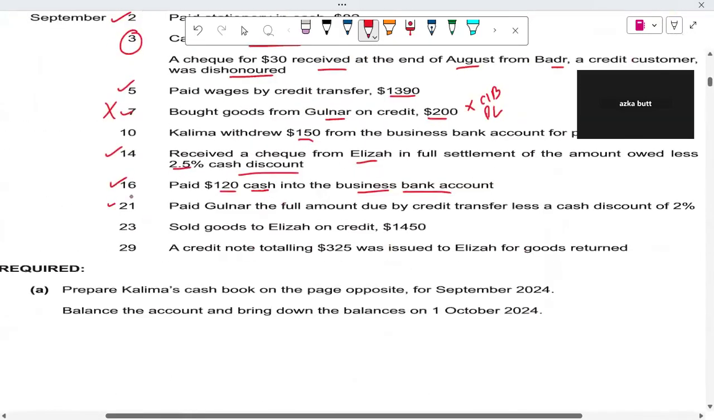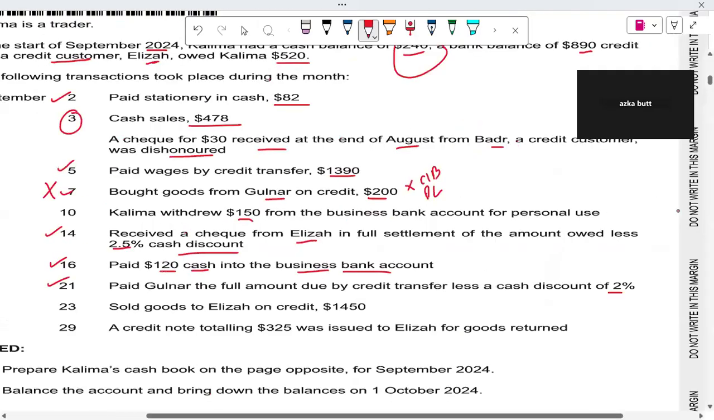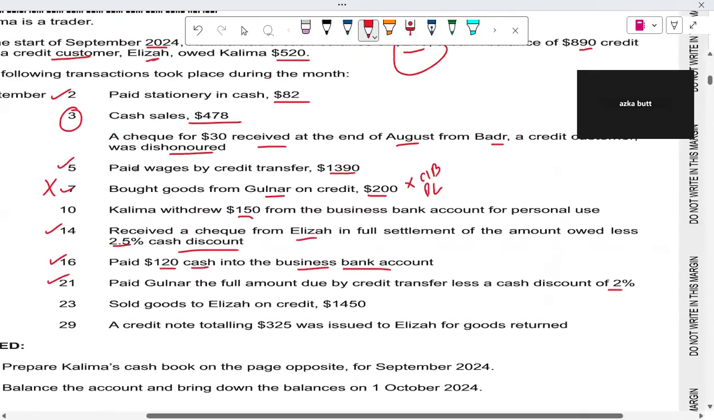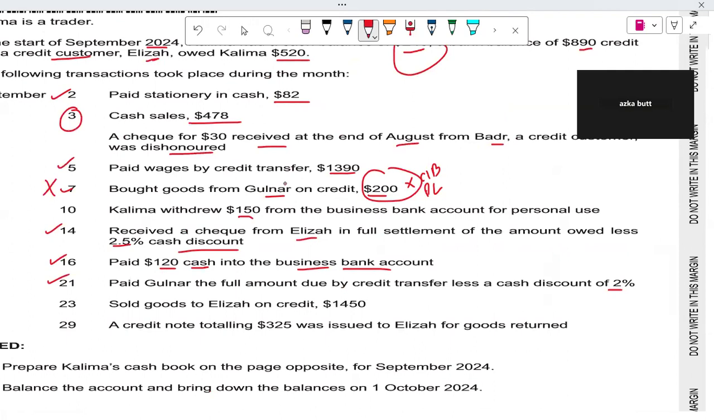Okay, on 21st, what happened? Paid Gulnar the full amount due by credit transfer less a cash discount of 2%. Okay, so basically we purchased goods from Gulnar, if you remember, on 7th September, and we need to pay $200 to Gulnar. But we didn't pay it on 7th September, now we paid it on 21st September. So that's why we need to deduct it.